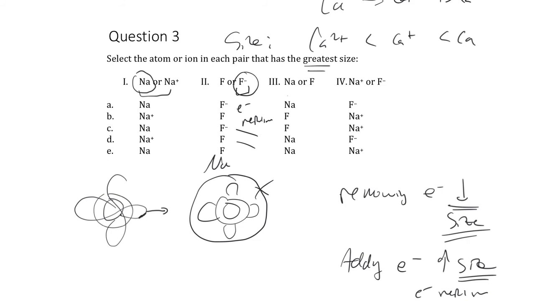Sodium versus fluorine, we just use our periodic trend. So sodium, lithium, fluorine kind of goes this way here. Fluorine is smaller than lithium, lithium is smaller than sodium, so of course sodium is bigger than fluorine.